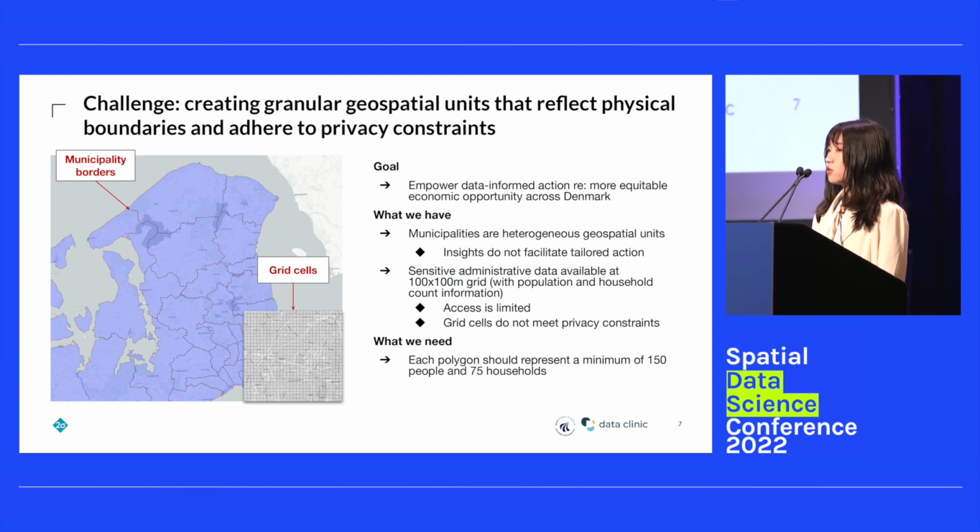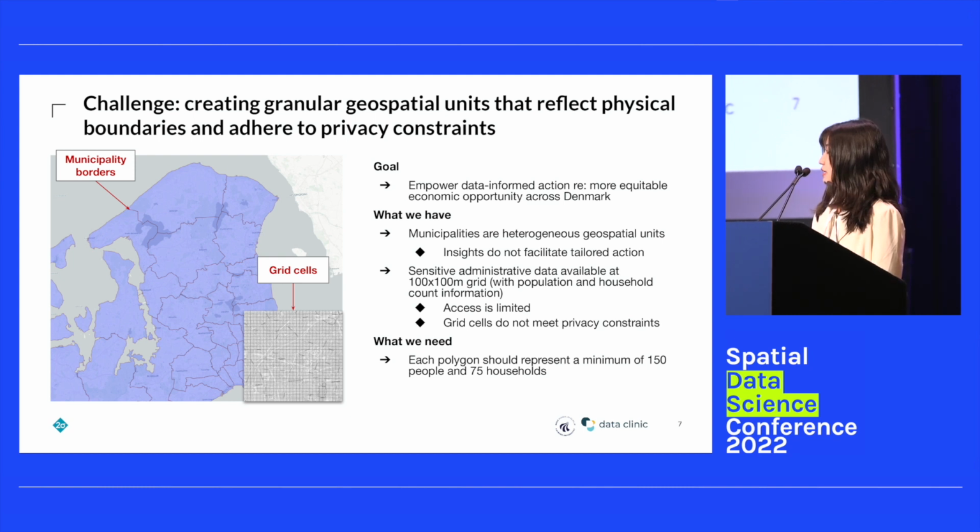We do have super granular data, though, in Denmark that is at the 100 meter by 100 meter grid level. For example, we have population and household counts associated with those grid cell level data. However, those data do not meet privacy constraints, and so it's very limited for the general public and policymakers to use.